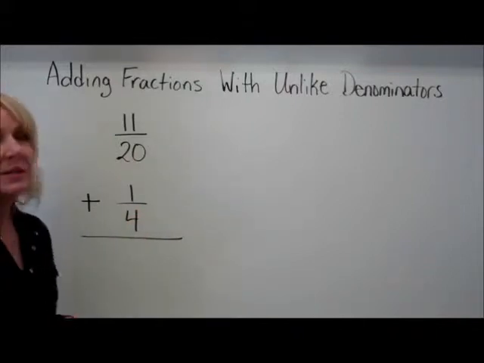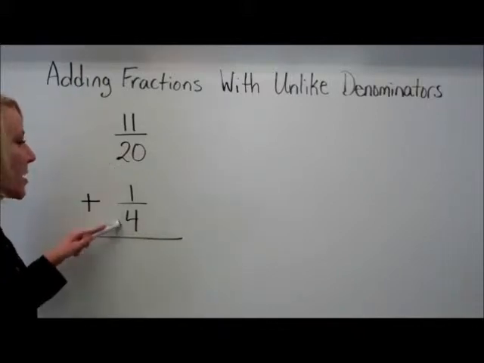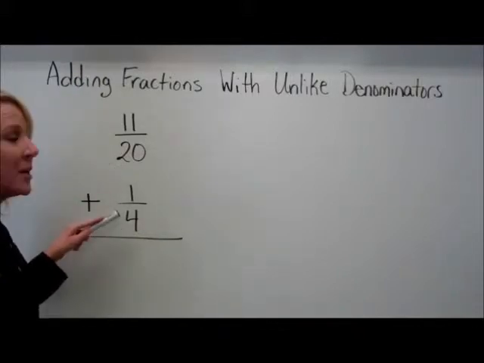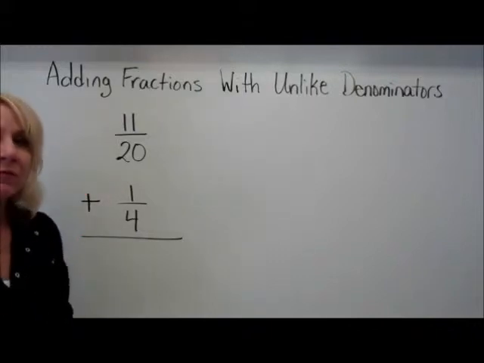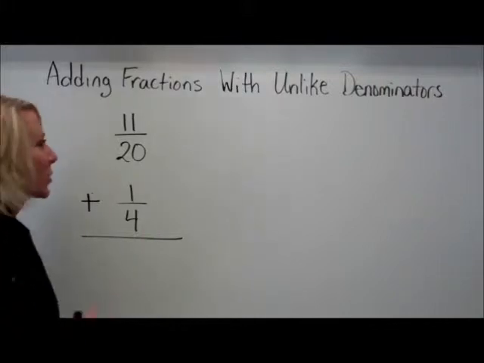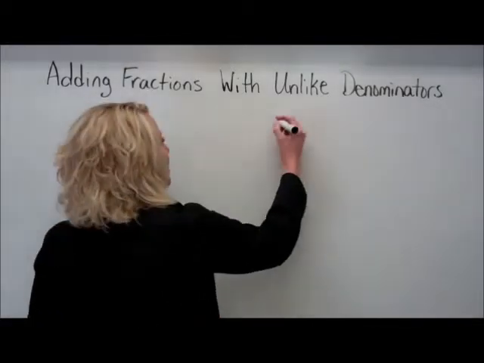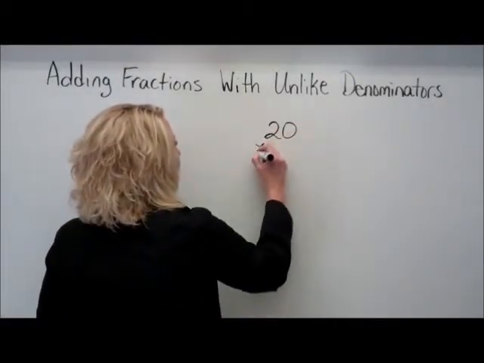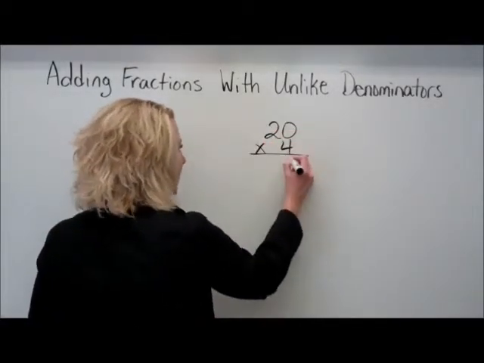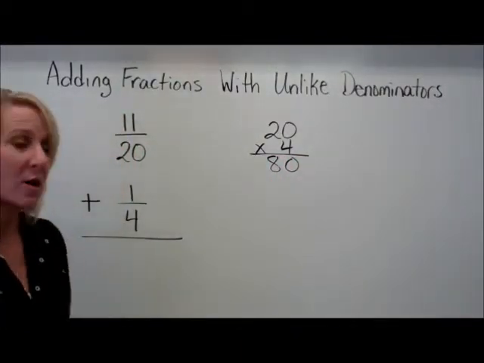There are a few different ways to do this, but one of the ways is to simply take your two denominators that are not alike, your unlike denominators. The first step in this sort of problem is to multiply the denominators by each other. So we're going to get the product of the two denominators. What the students do is find out what's 20 times 4, and the answer is 80. We're going to use that as our common denominator.